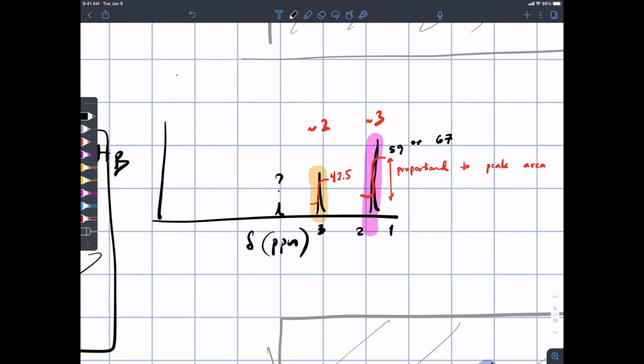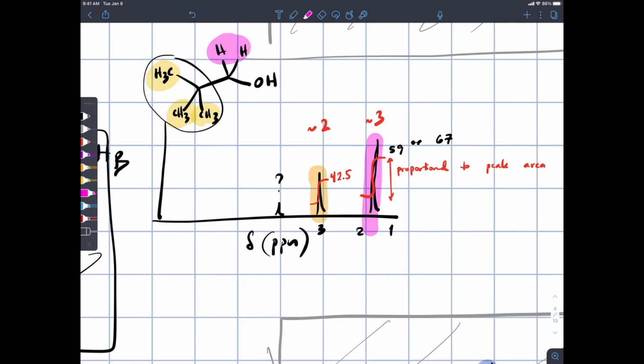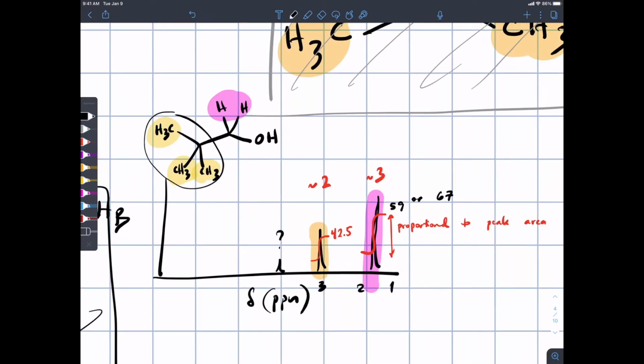For example, if you had a molecule like this with a T-butyl group, what would I expect the relative ratio to be between these protons, which are identical, and these? It would be sort of 9 to 2. So that's how you use integrated peak area to determine how many protons each peak represents.